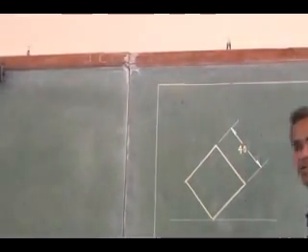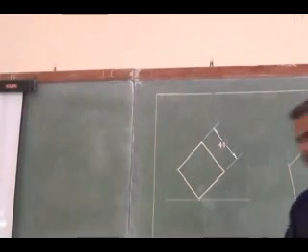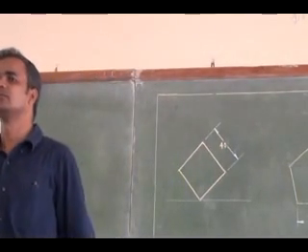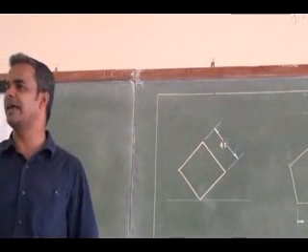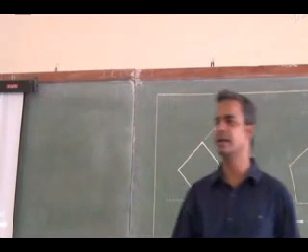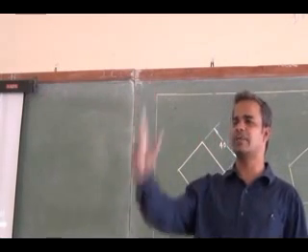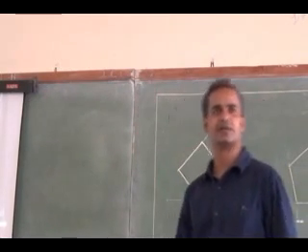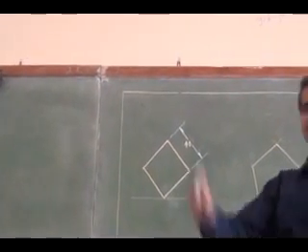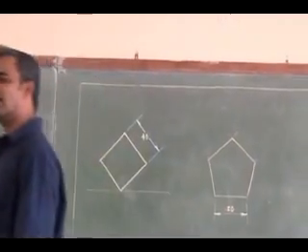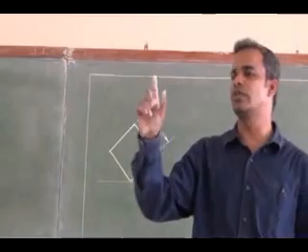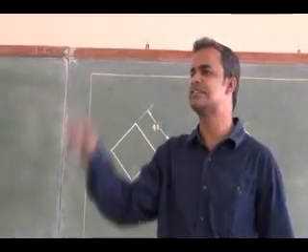So how can I draw a hexagon? Suppose you take the same problem, but instead of a pentagon it is a hexagon of 30 mm side. How can I construct it? I have to draw a circle of radius equal to the side of the hexagon. This is the circle I am drawing.